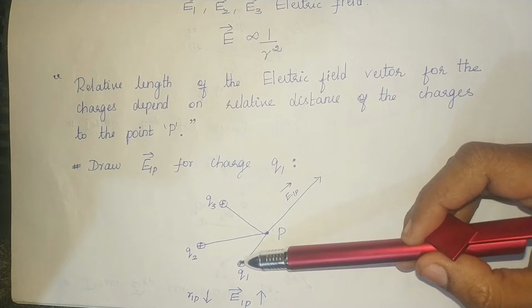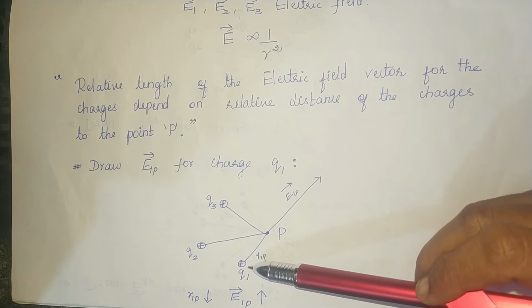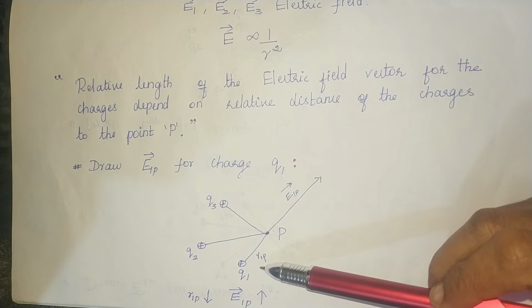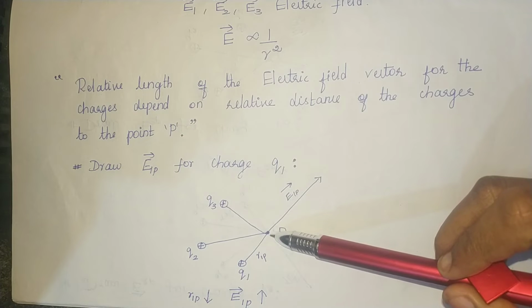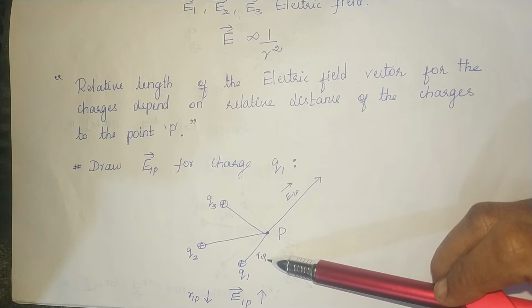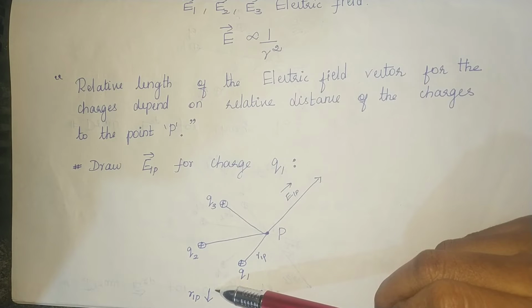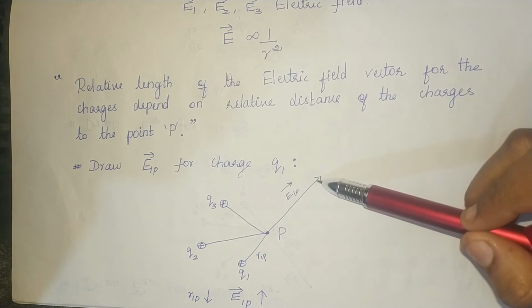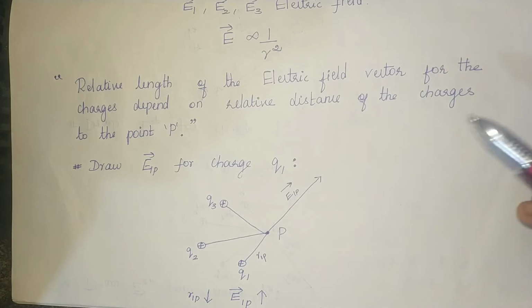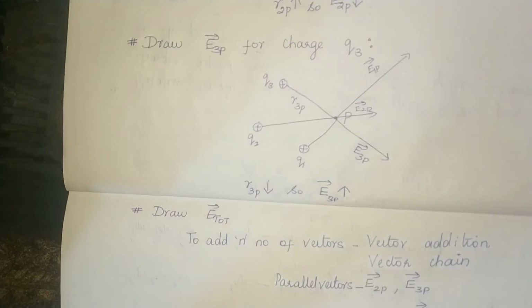Here we take the multiple charge system with point P. First we consider the charge Q1. You see here the charge Q1 is somewhat closer to the point P, that is, the R1P distance is lesser. For lesser distance of R1P, the length of the electric field vector E1P is longer. You have to draw a long line. And now we are going to draw E2P vector for charge Q2.